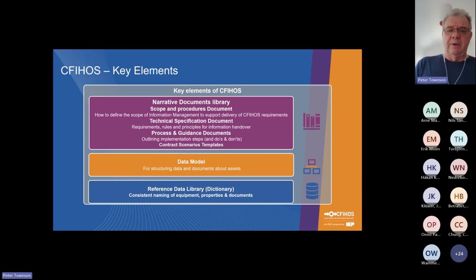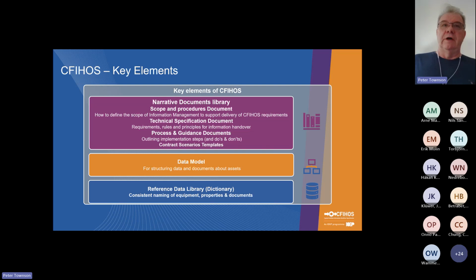And that's all backed up by what we call the contracting scenario templates. When you're defining your scope of work, you have to define the type of contract that you're going into. Is it a concept select? Is it an EPC contract? Is it, say, a FEED contract? That will define the scope of work and the information that needs to be handed over at the end of that particular contract or contract phase.